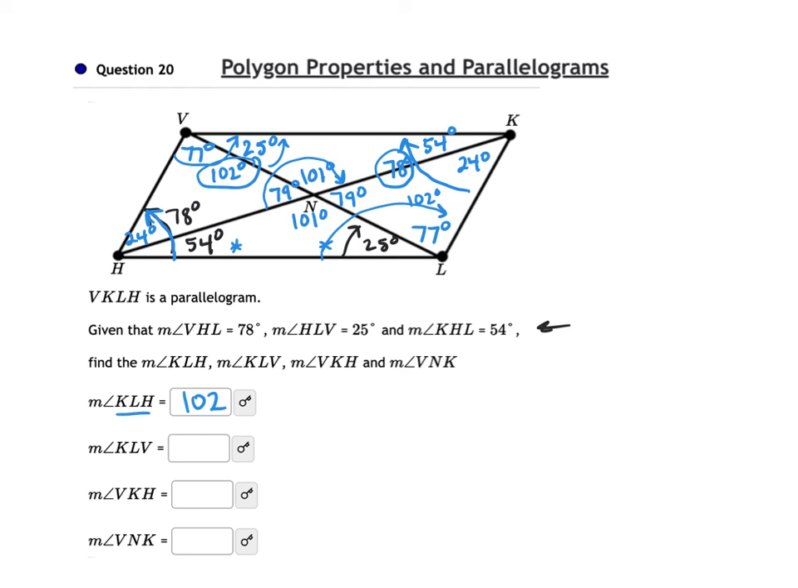KLV. We got 77. VKH. Well, that's right here. It's 54 degrees. VNK. It's one of the angles in the middle. It's that one right there, 101 degrees.